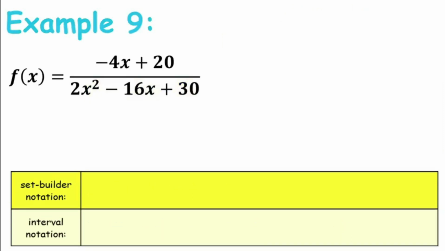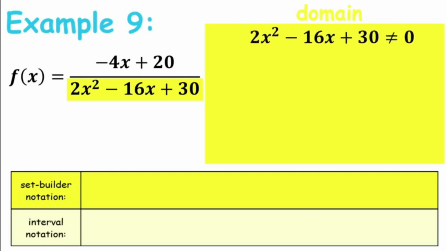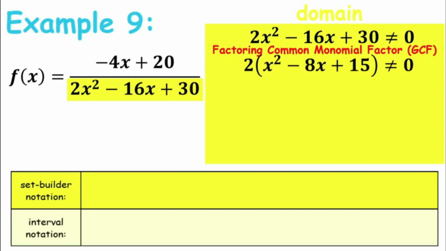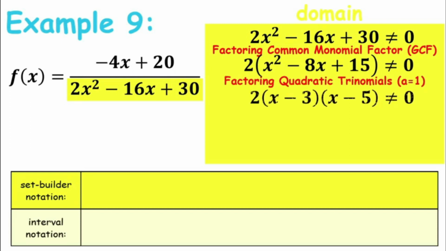Example 9. The denominator is 2x squared minus 16x plus 30. 2x squared minus 16x plus 30 is not equal to 0. Let's factor out 2 first. We have 2 times the quantity x squared minus 8x plus 15 is not equal to 0. We can still break down x squared minus 8x plus 15 into x minus 3 times x minus 5.